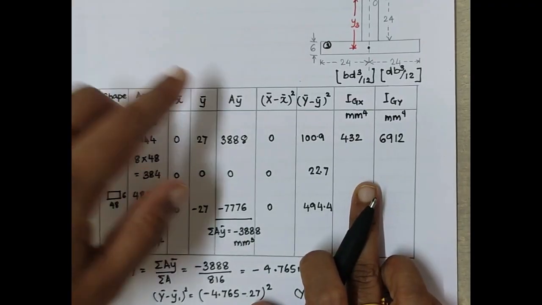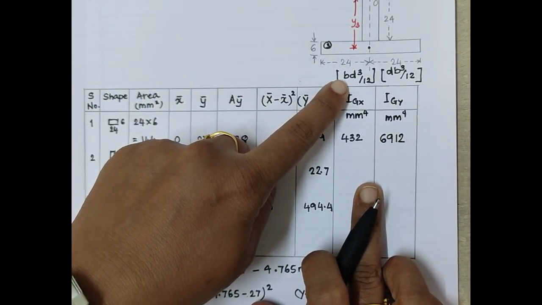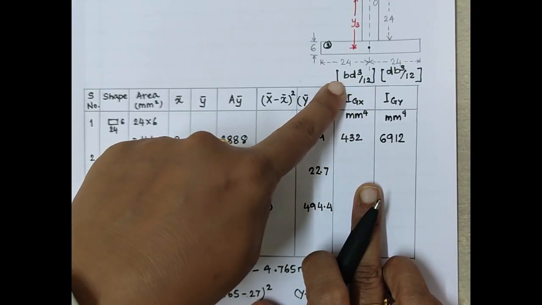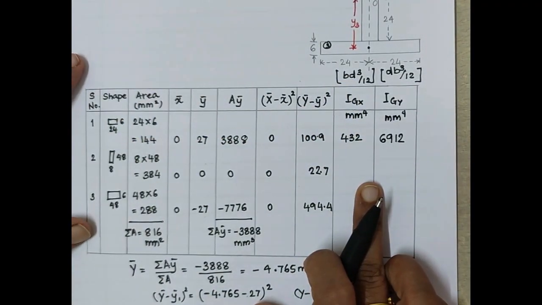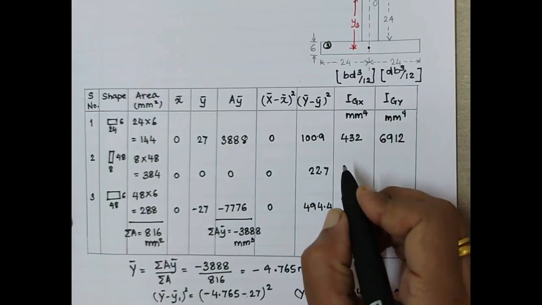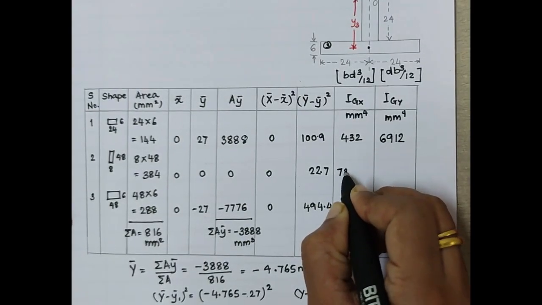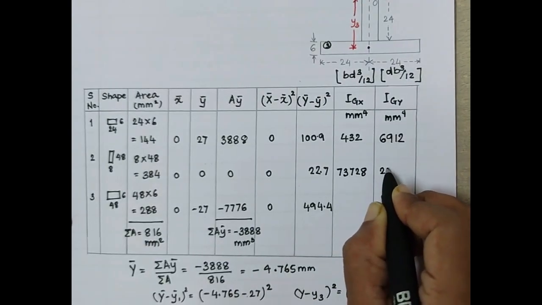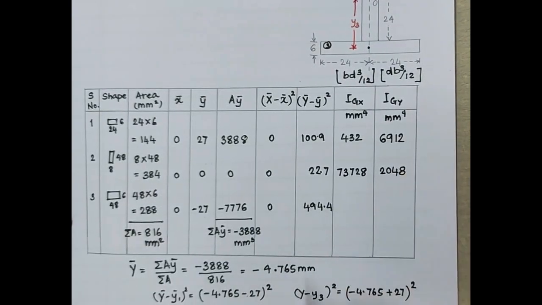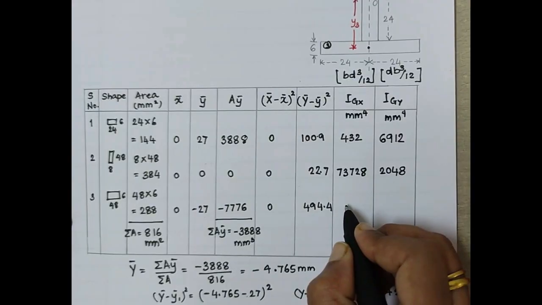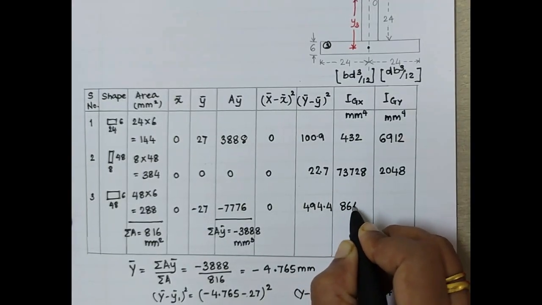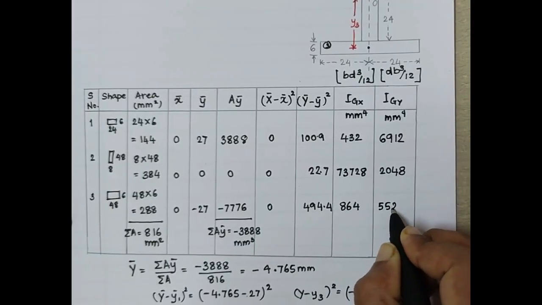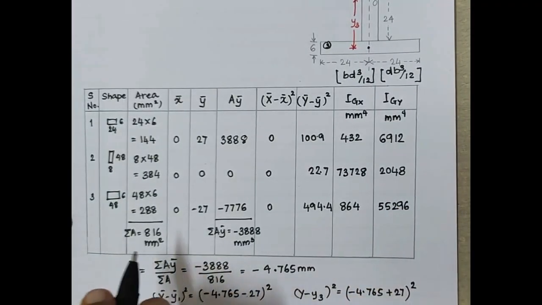How will this come? Because your B is in mm and D is also in mm, but it is in cube, therefore that is mm cube into mm, that comes out to be mm raised to power 4. Let's calculate the other values. So this value comes out to be 73728, whereas this value will be 2048 after calculation. The next value we get over here is 864 and the next value here we get as 55296. How do we get these values?